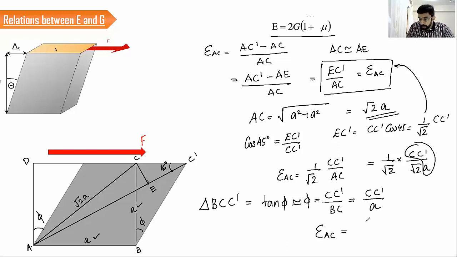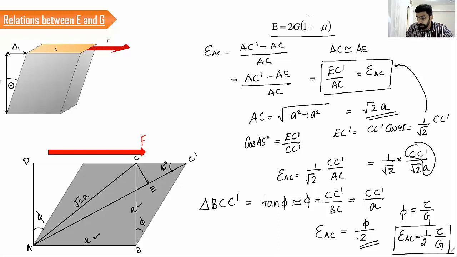It is nothing but phi by 2. This is the strain in the diagonal AC. Now how can we write phi? Phi is nothing but tau by G, the shear strain, right? So upon substituting here, we can say that the strain in the diagonal AC is nothing but 1 by 2 into tau by G. This is a very important relation you should keep in your mind.